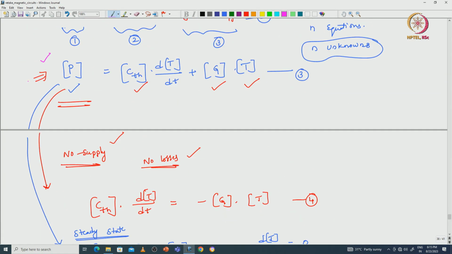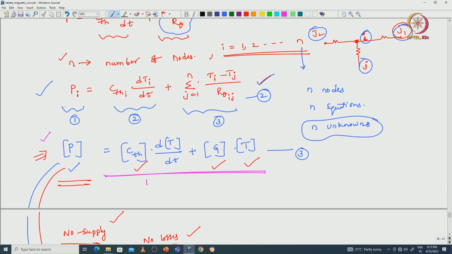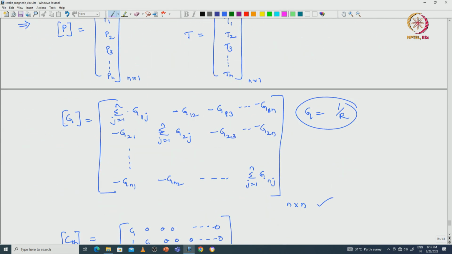So if we rewrite this equation number 3, that is dT by dt is equal to... we want to find the temperature at various nodes, right. So that is, change in temperature matrix dT with respect to time is equal to power matrix into 1 by CTH, or we can represent it with inverse CTH matrix, plus conductance matrix into temperature matrix into inverse of CTH matrix. Okay, so this is equation number 4. By utilizing this equation number 4, we can find the temperature at various nodes of the machine.